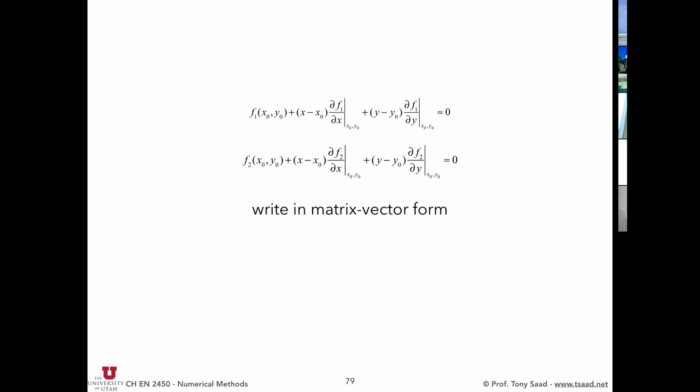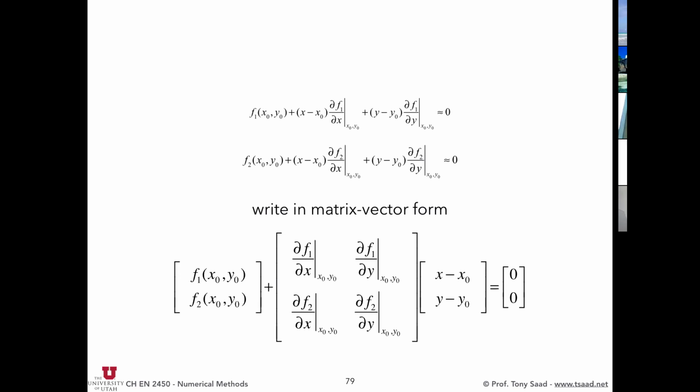Okay, so I'm going to collect f1 and f2 into a single column vector. And then I'm going to collect these terms, df1 by dx, df1 by dy, df2 by dx, and df2 by dy. There's a pattern there, right? And if you look at the equations the way I'm presenting them here, they actually look like a matrix. And in fact, they can be written into a matrix form. You see this matrix form, df1 dx, df1 dy, and df2 dx, df2 dy, times x minus x0 and y minus y0 equal to 0.